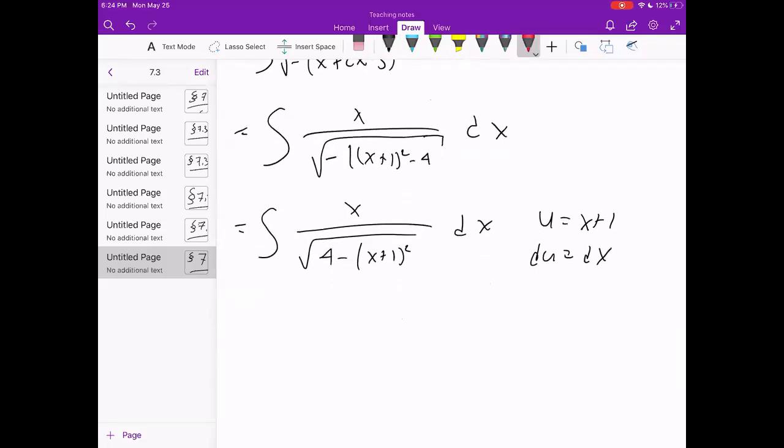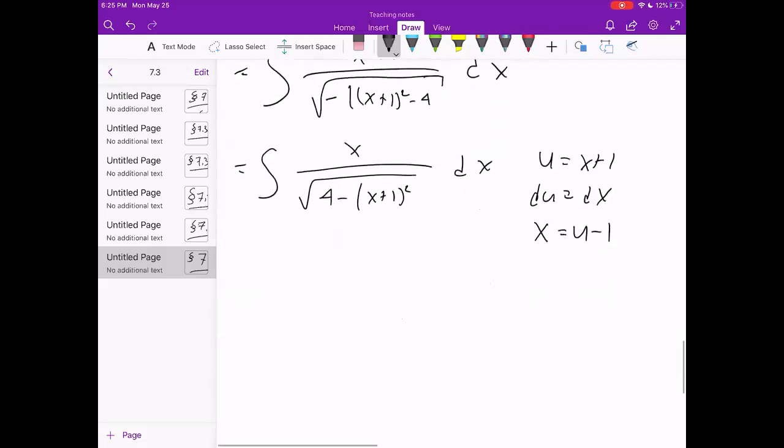So when I do this u substitution, I'm going to have to replace this x up top. So I'm going to solve u is equal to x plus 1 for x, and make it x is equal to u minus 1. So now when I do this, I'm going to have the integral, x up top is now u minus 1, divided by the square root of 4 minus u squared du.